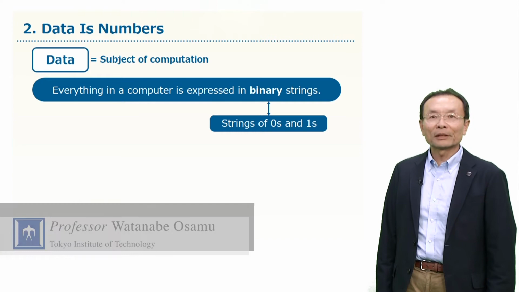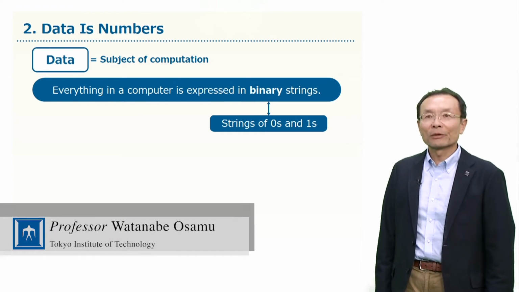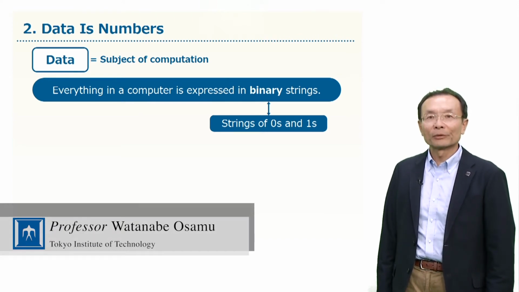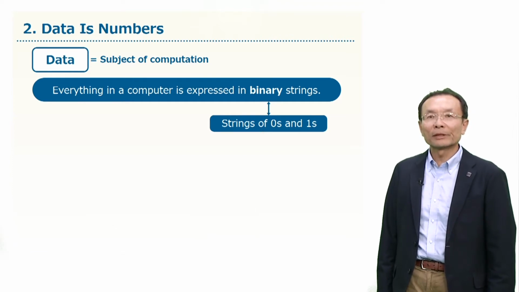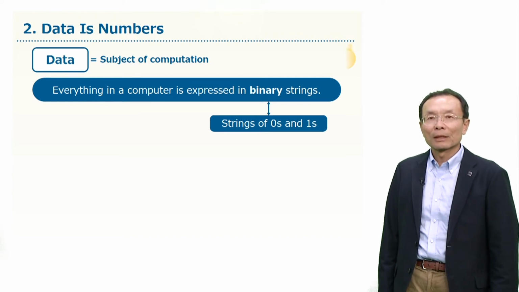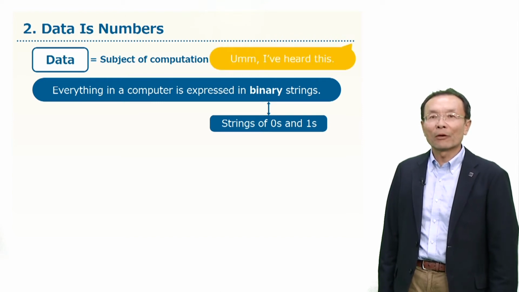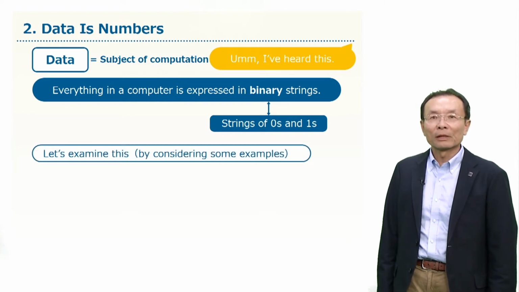Let's start with the data. Data is the subject of computer processing and computation. Everything in a computer is expressed in binary strings, strings of zeros and ones. Some of you have probably heard about this. Let's examine this a little closer by considering examples.